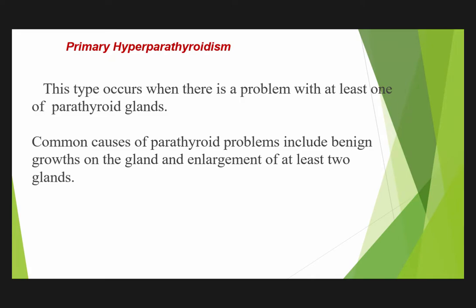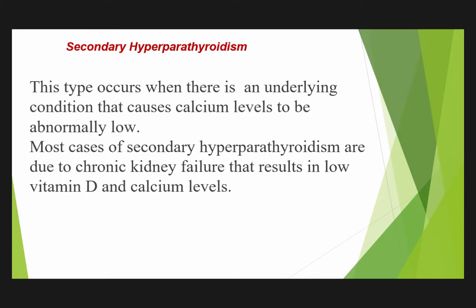Primary hyperparathyroidism is a tumor of the parathyroid gland. In secondary hyperparathyroidism, there is no problem in the parathyroid gland itself, but there is a problem in calcium level. When may it happen? When the level of calcium or vitamin D decreased. The most classical reason is chronic kidney failure, the first reason for low vitamin D and calcium level all over the world.